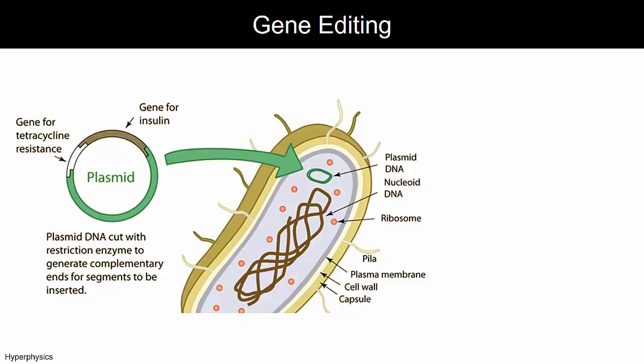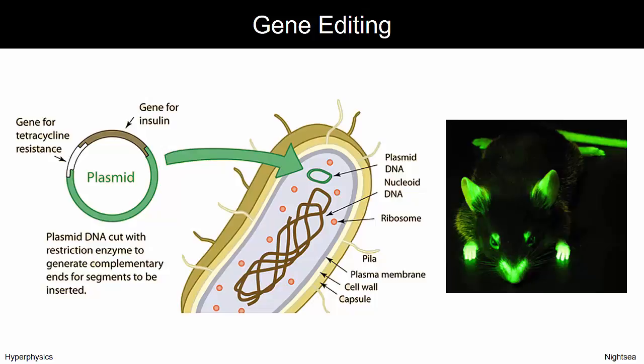Human genes can be expressed in bacteria. Here's a mouse that glows green because it's expressing a gene from a jellyfish. And we're not even limited to genes that naturally occur. It's easy to make DNA with any sequence you can conceive of. The question is, how do we get that DNA into the embryo's genome?